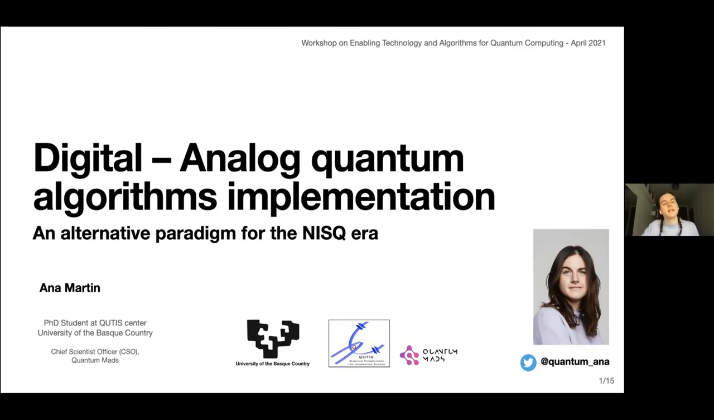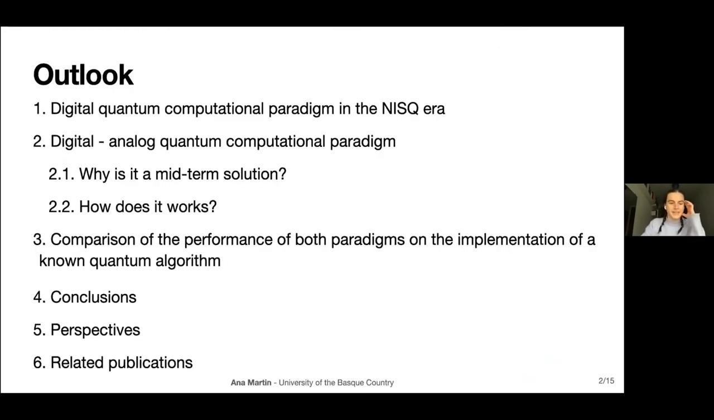So this evening, I would like to tell you about this digital-analog quantum computational paradigm and how to use it to implement a quantum algorithm. This might be an alternative paradigm for this NISQ era that we are living in. First, I would like to tell you about how the digital quantum computation paradigm is right now in the NISQ era, and why this other proposal, digital-analog, might be a nice mid-term solution to the NISQ technology limitations that we are facing. Then I would like to show you the comparison of the performance of both in the implementation of known quantum algorithms, in this case the quantum Fourier transform. Then I will show you the conclusions, and maybe the perspectives and related publications. Hopefully we have time for all of this.